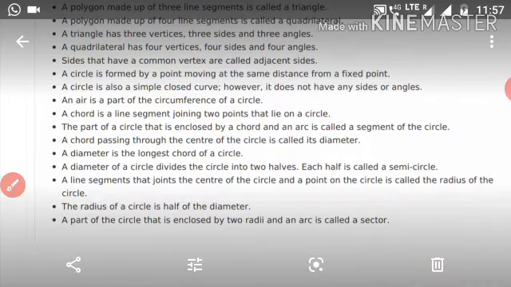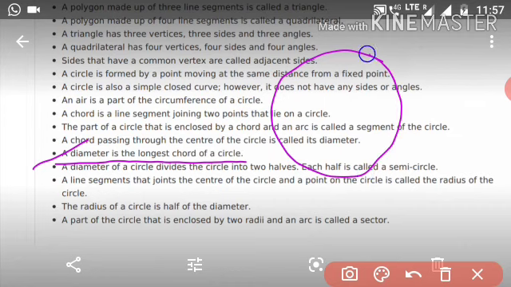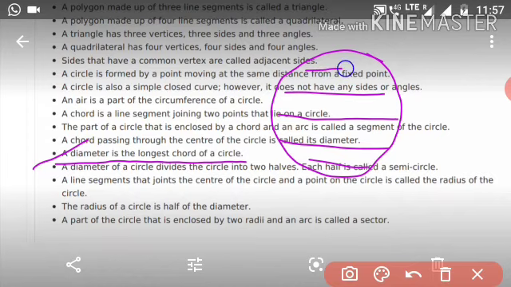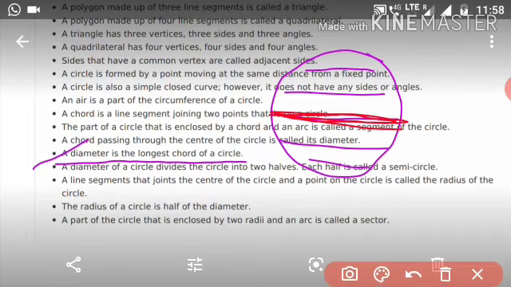Next, a diameter is the longest chord of the circle. Again you have to remember, the diameter of a circle is the longest chord. You can draw so many chords like this. These are all chords. But this one which passes through the center is the diameter. This diameter will be the longest chord.